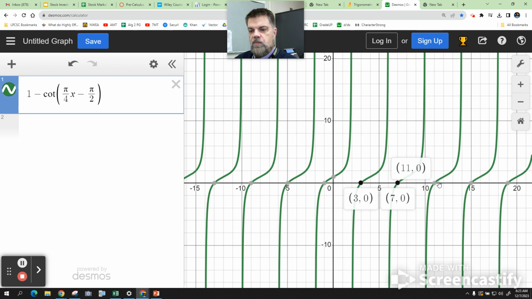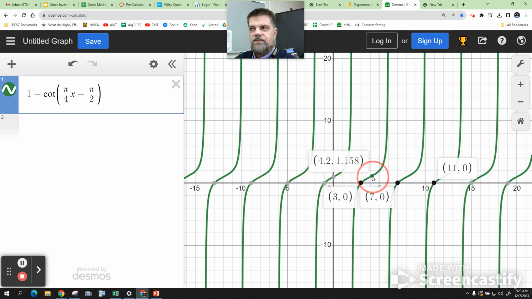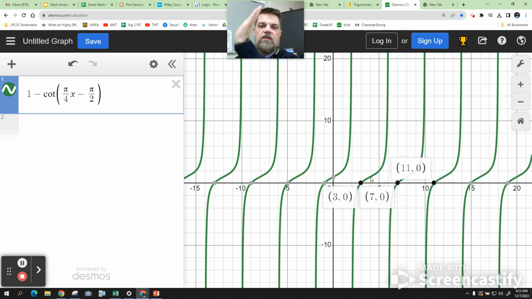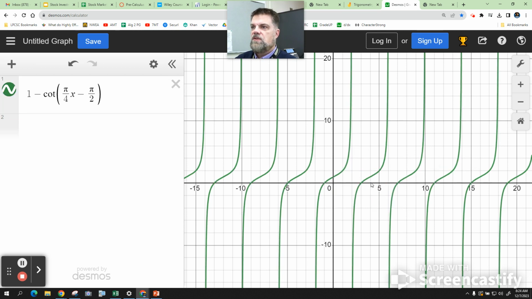And so it looks like I have a period of 4. And that's basically it. I know it shifted up by 1 because this point right here, where y equals 1, is what we call a point of inflection, where the curve goes from curving down to curving up, which is this area right here that would normally be on the x-axis. Does that make sense? Okay.